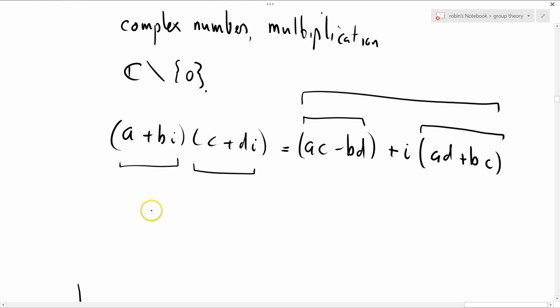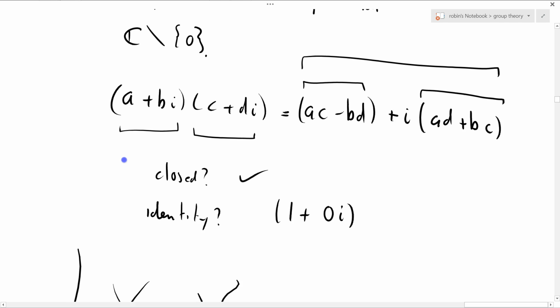So first of all, is complex multiplication closed? Well, yes it is, because if you get a complex number and multiply it by another complex number, you've got another complex number here. So yes, it's closed. Is there an identity? Well, yes, of course there is. It's 1 plus 0 times i, a perfectly respectable complex number.